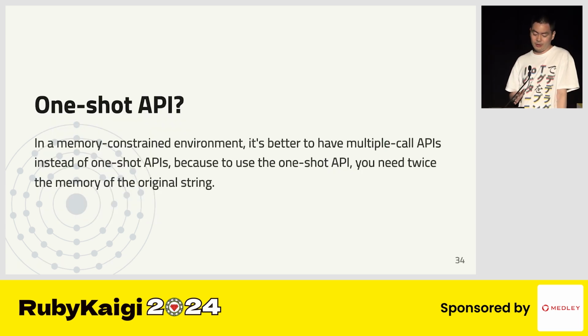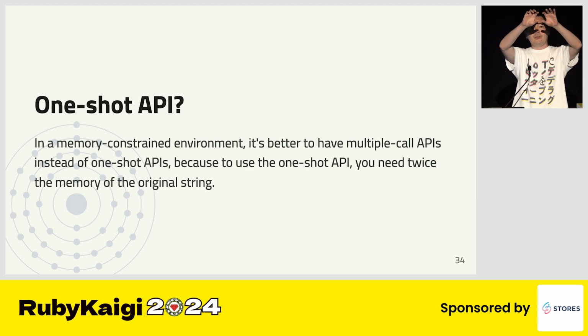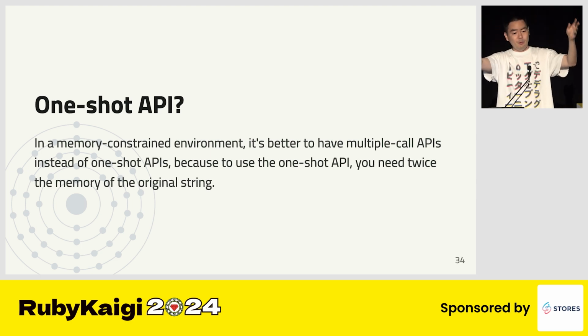Note that we only implemented APIs with updates and finishes, the multiple call APIs, instead of the APIs that encrypt the whole buffer at the same time, which is called a one-shot API. In a memory-constrained environment like PicoRuby, it is better to have multiple call APIs instead of one-shot APIs, because to use the one-shot API, you need to have the whole buffer of the string.